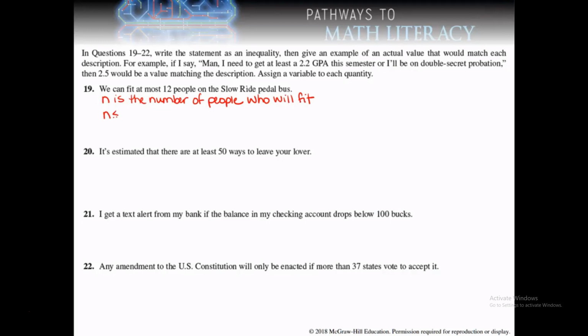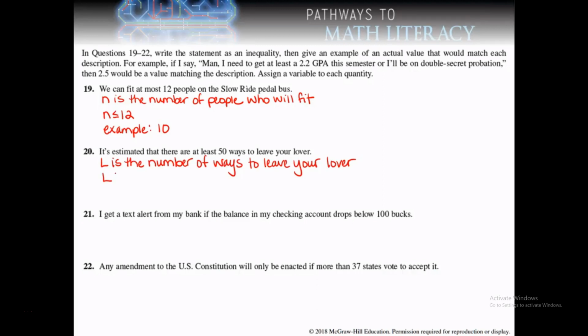In number 20, it's estimated that there are at least 50 ways to leave your lover. So we will let L stand for the number of ways to leave your lover. And at least is greater than or equal. So in our case, L is greater than or equal to 50. An example that would work then would be something like 60.